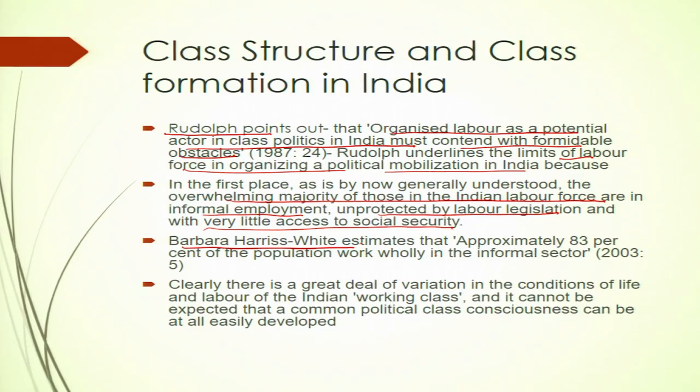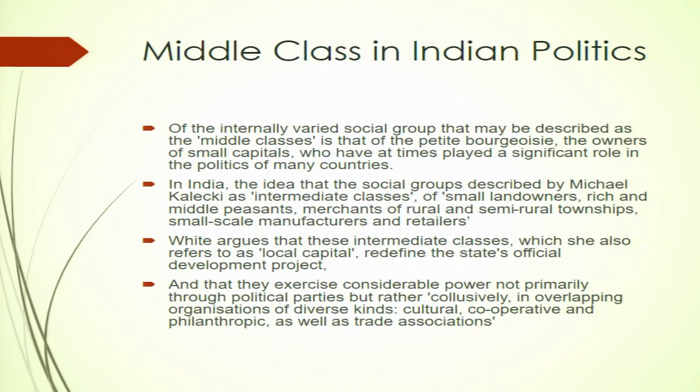Barbara Harriss-White, in her writing, estimates that approximately 83% of the population works wholly in the informal sector. And this is really problematic, because informal sector workers are diversified; they are not working under one common roof, and thus the formation of class consciousness among them is very challenging. Clearly, there is a great deal of variation in the conditions of life and labor of the Indian working class, and it cannot be expected that a common political class consciousness can at all be easily developed.